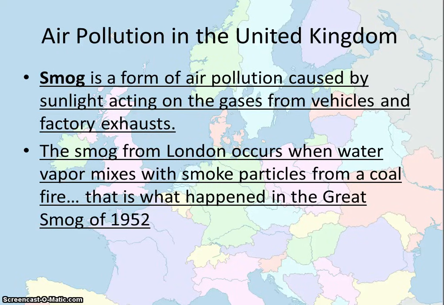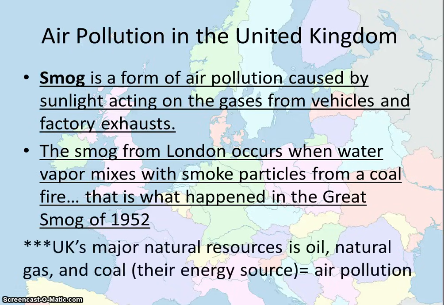The smog that happened in London in 1952 occurred basically when water vapor mixed with all the smoke particles they had. During that time, they had a lot of coal factories, and that was a big source of energy. So those coal factories would create almost like fires, and what happened is instead of a fog, it was a smog. It looks like fog, but it wasn't a fog that would clear. It was basically air pollution.